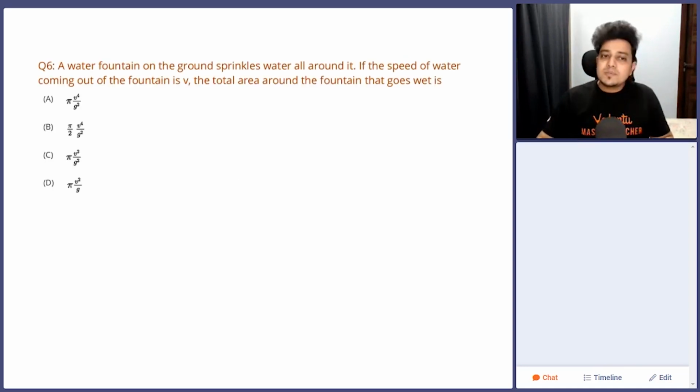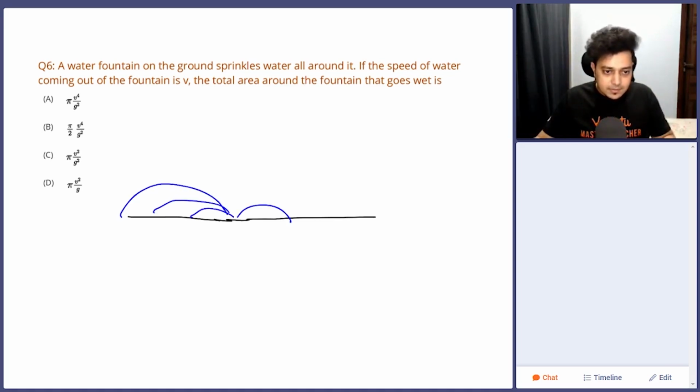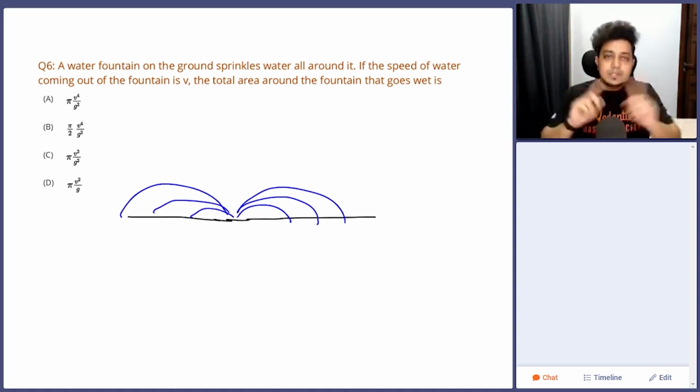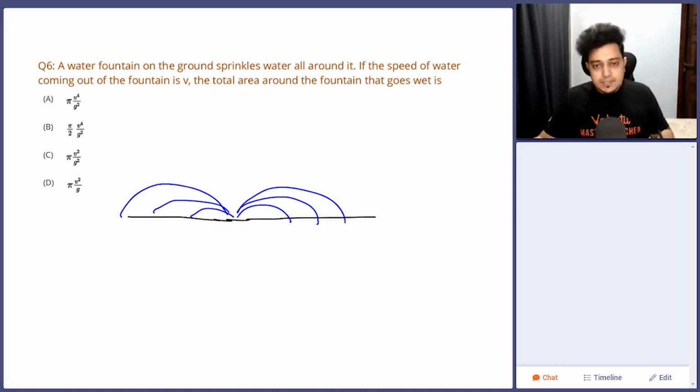A water fountain on the ground sprinkles water all around it. If the speed of the water coming out of the fountain is V, the total area of the ground that gets wet will be? So let's say this is the fountain head through which the water is coming out, and this is the area around it. So it throws water in all the directions around it. So it will throw water here as well, here as well, in all the directions. I'm showing you one plane, but this will be in 3D. If you look at this from the top view, it will look like a circle.